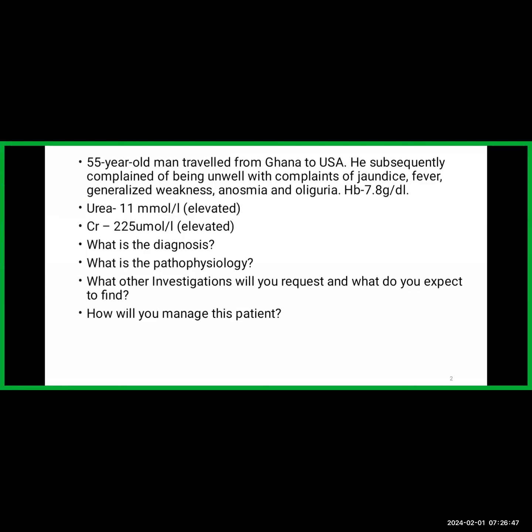So the question goes: a 55-year-old man traveled from Ghana to the USA. He subsequently complained of being unwell with fever, jaundice, generalized weakness, anosmia, and oliguria. His hemoglobin was 7.8 grams per deciliter. Urea was 11 millimoles per liter, elevated. Creatinine was 225 micromoles per liter, elevated. The first question is, what is the diagnosis? What is the pathophysiology? What other investigations will you request, and what do you expect to find? How will you manage this patient?